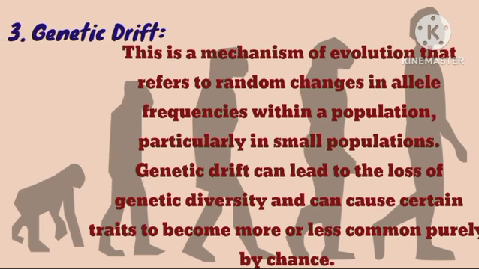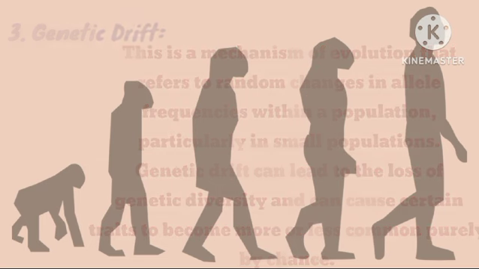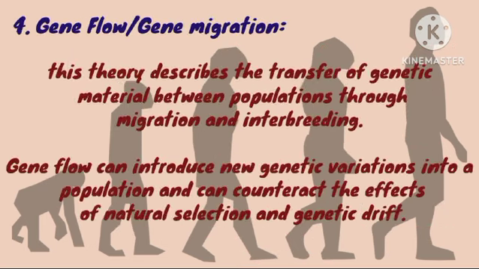Third is genetic drift. This is a mechanism of evolution that refers to random changes in allele frequency within a population, particularly in small populations. Genetic drift can lead to loss of genetic diversity and cause certain traits to become more or less common purely by chance. Fourth is gene flow, or gene migration.